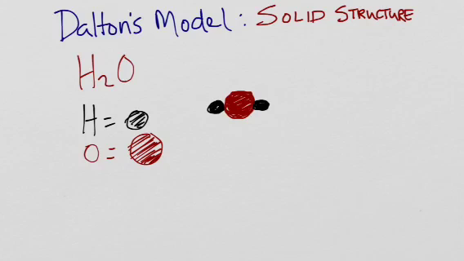Now, Dalton's model is very simplistic. It assumes that the atom is going to be one solid, indivisible ball. And this idea of this solid sphere stays with science for a very, very long time. And it's not until Thomson comes up with some experiments that we start to improve upon the idea of this solid structure.